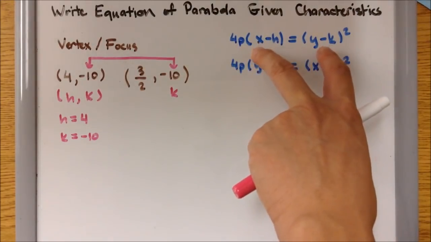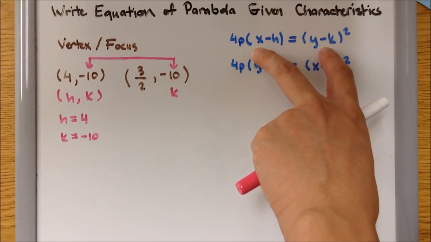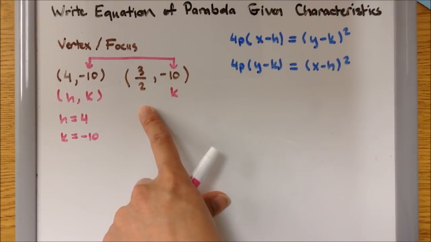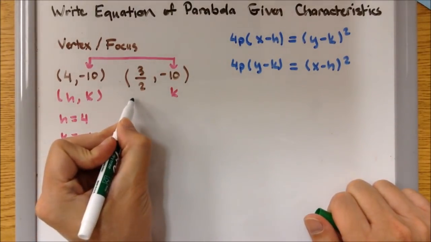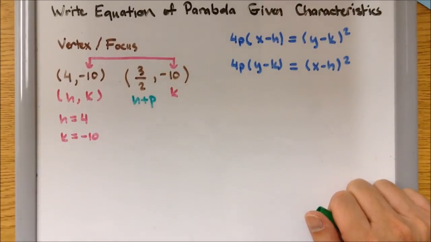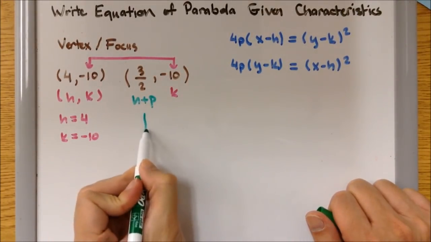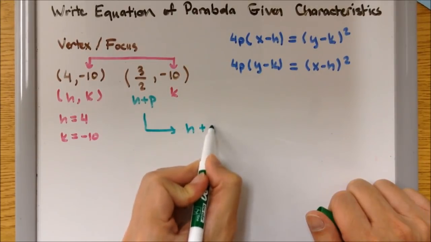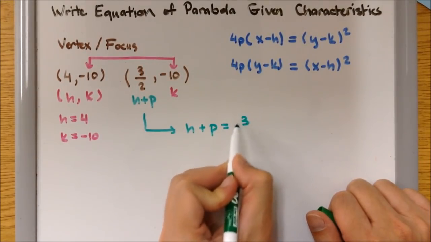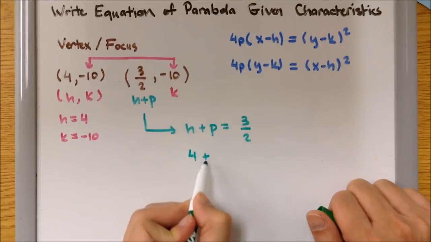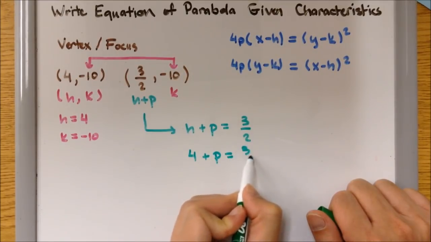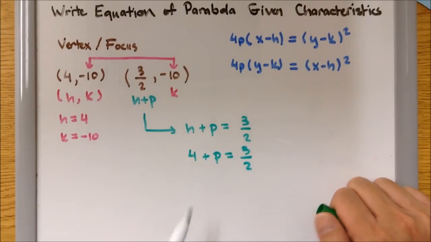So in this equation of a parabola where the square is on the y, find the formula for the focus, where it says 3/2. This is where it's going to be h plus p. So I'm going to write right here h plus p. So what it means, h plus p is equal to 3/2. Now we know the value of h, which is 4, so I'm going to plug in 4. So 4 plus p equals 3/2.